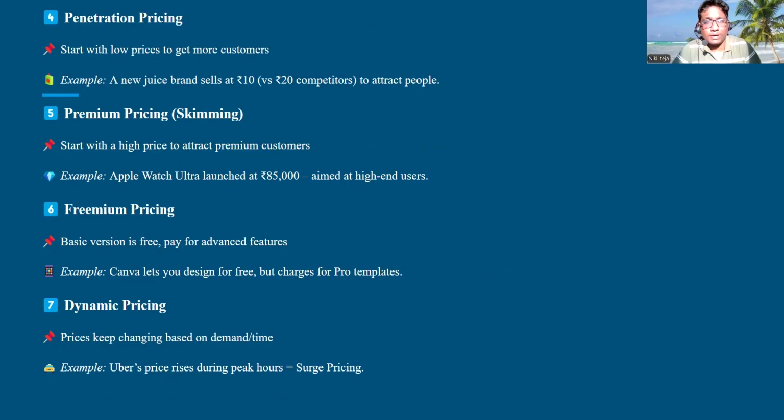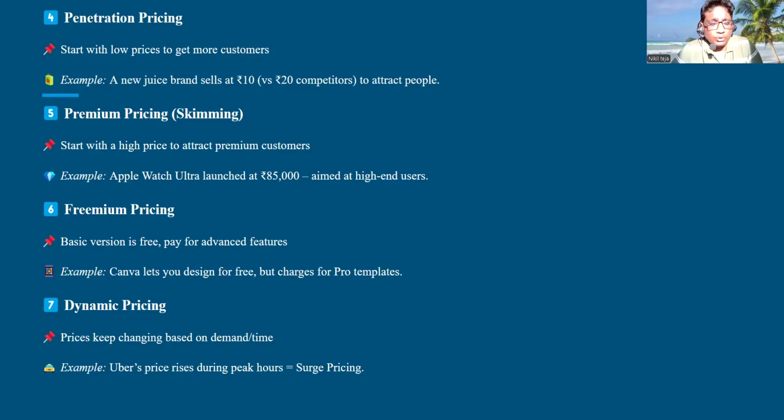Next is penetration pricing. It starts with low prices to get more customers. Jio is the best example, guys. They gave free internet for 6 months to 1 year. So basically, they gave it free, at a low price. Then they increased the prices, and now they are equal to Airtel. So basically, to attract new customers, they set the price low, and after getting the customers they increase the price. Jio is the biggest example.